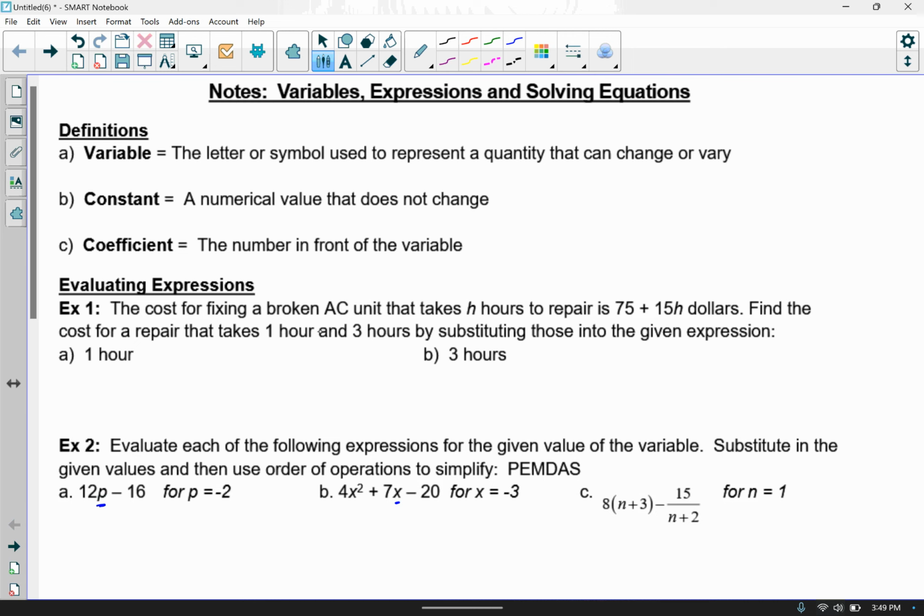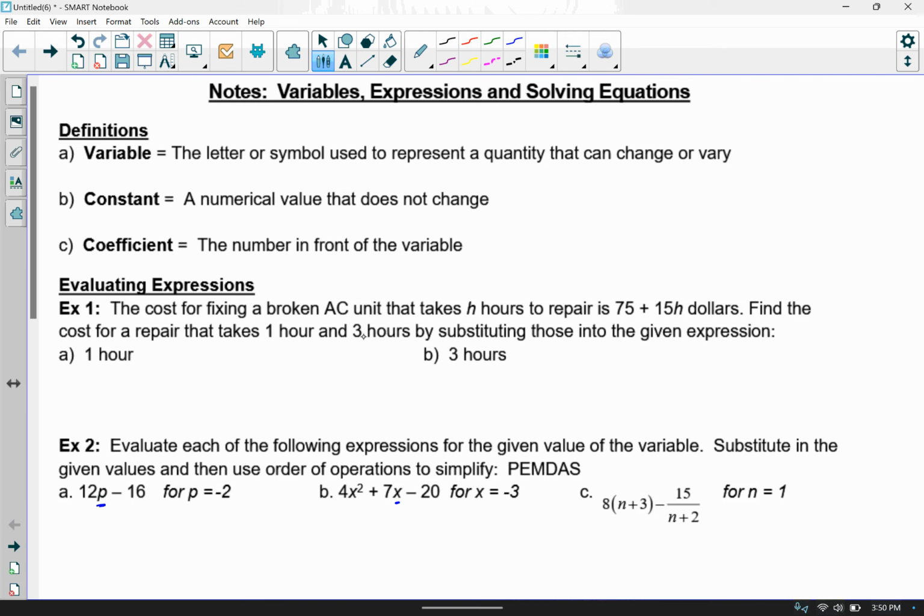So coming on down then to example 1, we'll do part A here together. It says the cost for fixing a broken AC unit that takes H hours to repair is given by this expression here, 75 plus 15H. It wants us to find the cost for repair that takes 1 hour and 3 hours by substituting those values into the given expression. So again, we're going to do A here together.